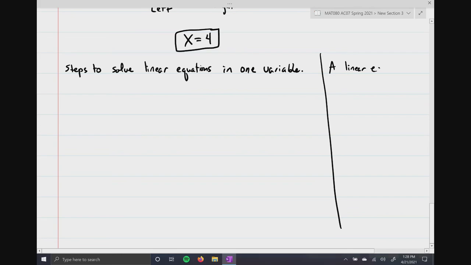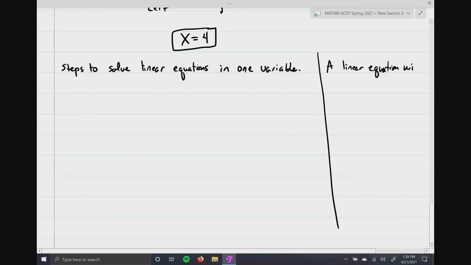A linear equation will contain variables raised to the first power. Okay? So I can have as many variables as I want, but if they're all raised to the first power, that's considered a linear equation.